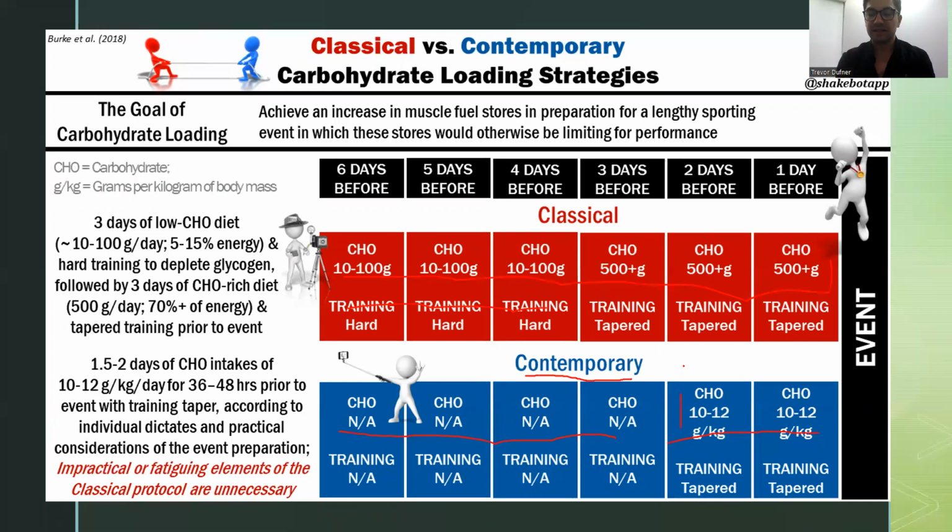Now, there's a lot of evidence that is showing that this may be more beneficial in elite athletes, while the classical method may be more beneficial in novice or moderately trained athletes. However, for most people, the classical method is recommended just because it is more feasible. If you've tried to have 1,000 to 1,200 grams of carbohydrates in a day, it's pretty difficult.